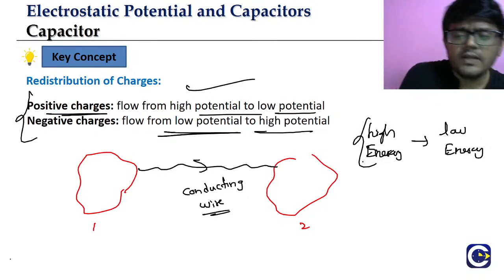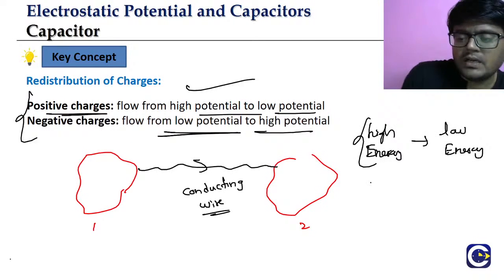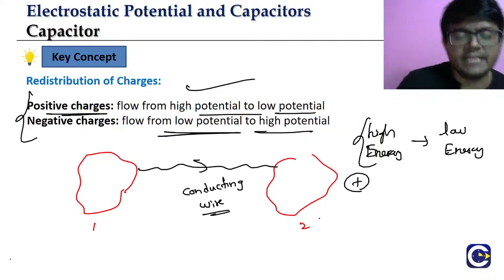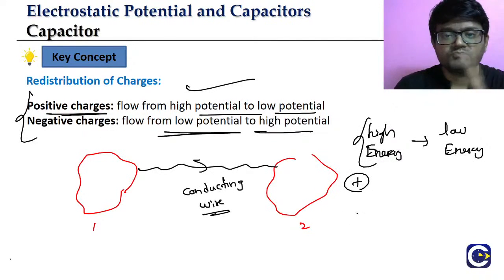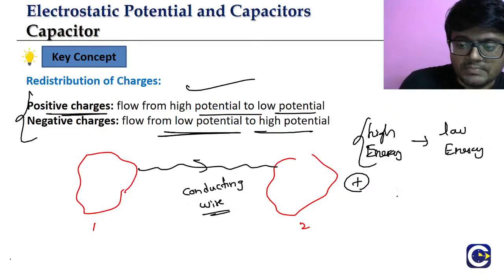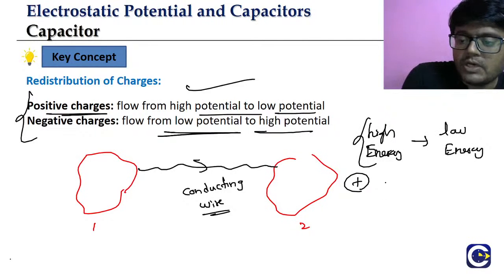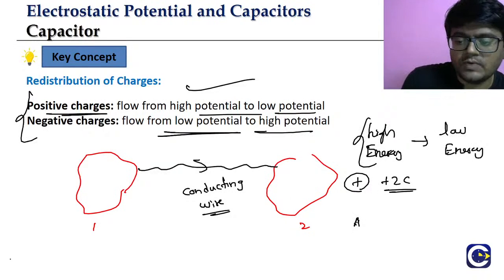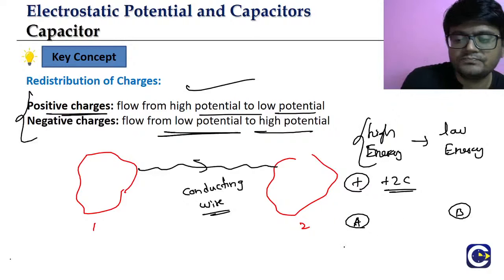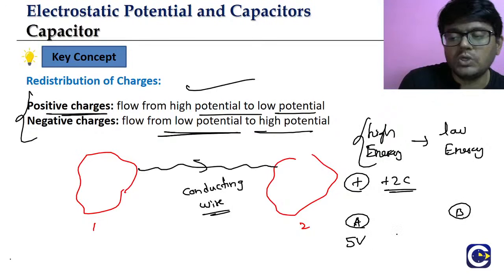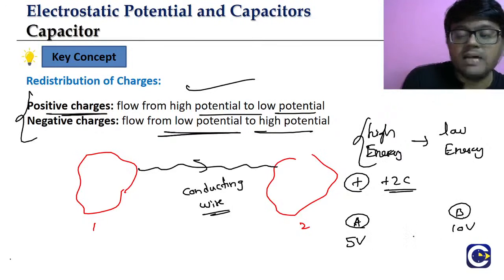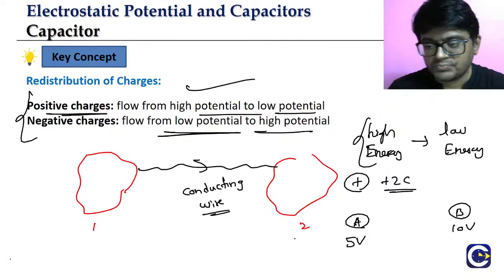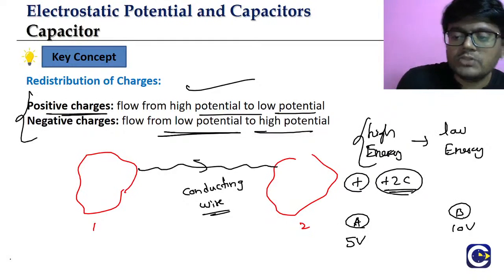So look, if you look at a positive charge, I will start with two examples. I'll take a positive charge of plus 2 coulombs. I'll mark two locations, location A and location B. Look here, at location A I am taking the potential as 5 volt. Location B I am marking the potential as 10 volt. Okay? So now we are taking a positive charge.